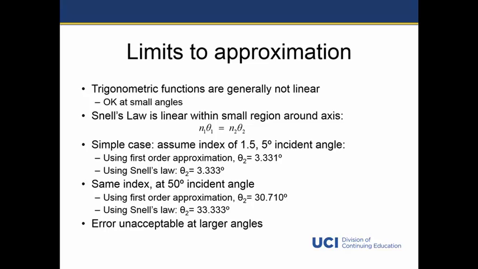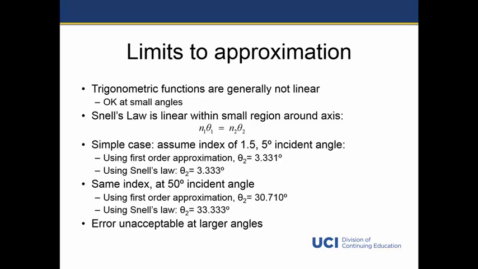Now let's look at this for a couple of situations. Let's assume we have an index of about 1.5, which is pretty typical for glass materials, although there is a wide range of indices of refraction. But let's assume that the ray is incident at an angle of 5 degrees. If I use this first order calculation to determine theta 2, again my only unknown, I end up with theta 2 is 3.331 degrees. If we actually use Snell's law, we see that it's actually 3.333 degrees. So we're off by 0.02 of a degree. Probably not overly important for most of the work we're going to do.